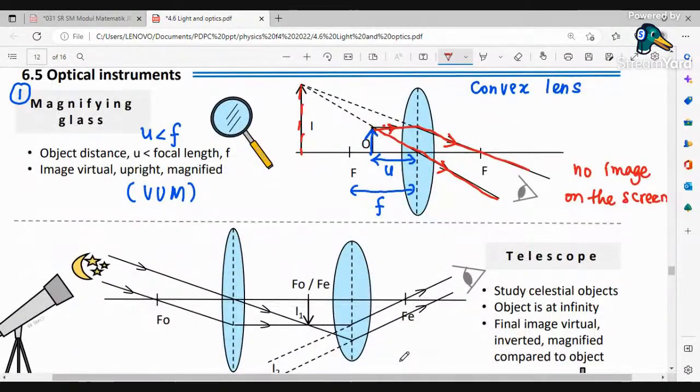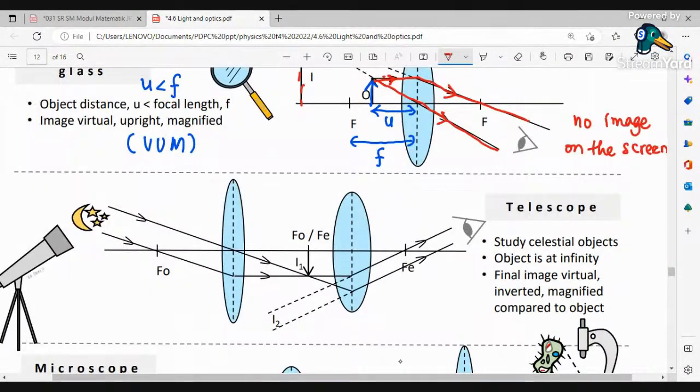That one is the magnifying glass. We look at the second one, the telescope. We use a telescope to observe far distant objects, like observing a star or the moon, very far distant. A telescope uses two convex lenses.